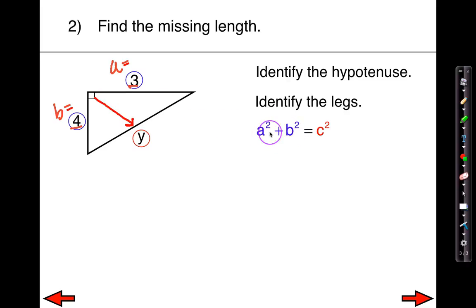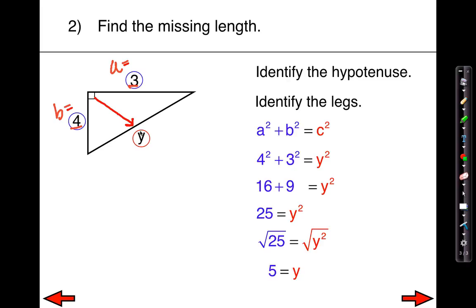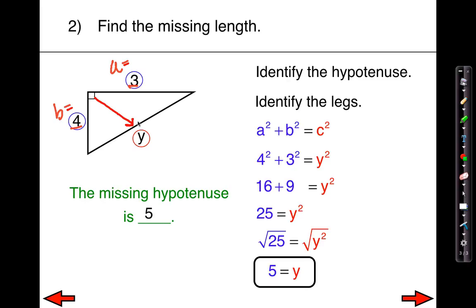So here, I'm going to put 3 squared plus 4 squared equals the hypotenuse, which in this case is going to be y squared. So simplify what I have. 4 squared is 16, 3 squared is 9, so we have 16 plus 9 equals y squared. 16 plus 9 is 25, so 25 equals y squared. Almost done, just take the square root of both sides, and I'm left with 5 equals y. So here, since y is a hypotenuse, I'm going to say the missing hypotenuse is 5.